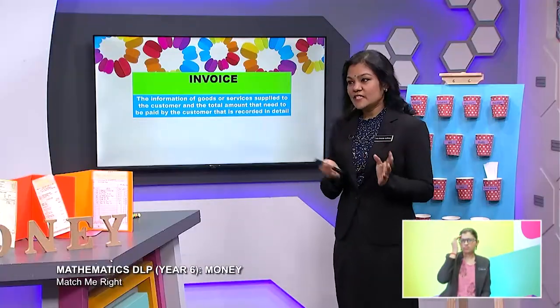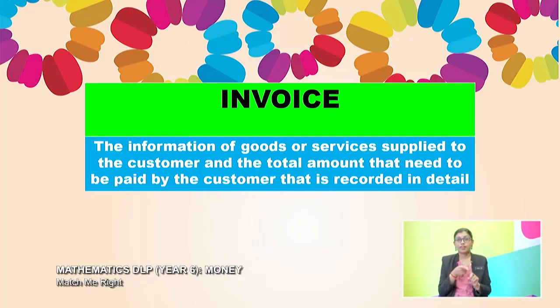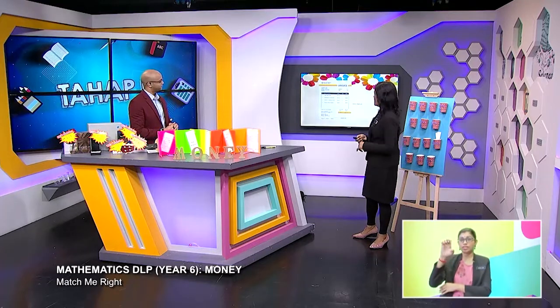How about invoice? Is this a new term for you? Isn't invoice the same as receipt? Yes, that's the confusion here. What's the difference between receipt and invoice? Invoice is the information of goods or services supplied to the customer and the total amount that needs to be paid by the customer, recorded in detail. That is the difference. For receipt, you just get your total payment. In invoice, you have the full recorded detail. Next, this is an example of invoice.